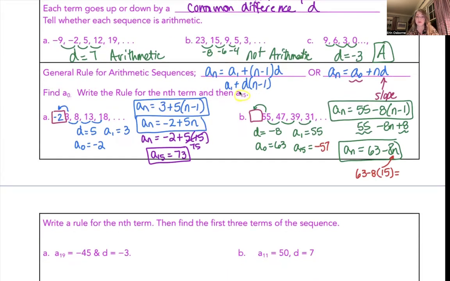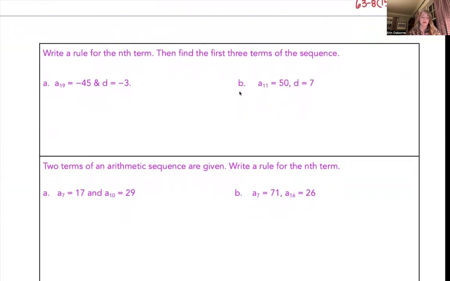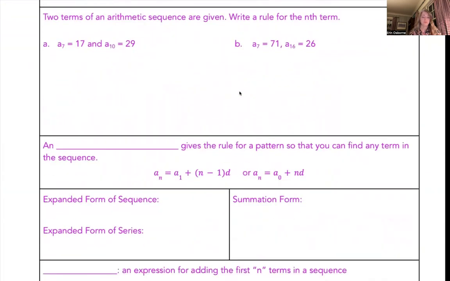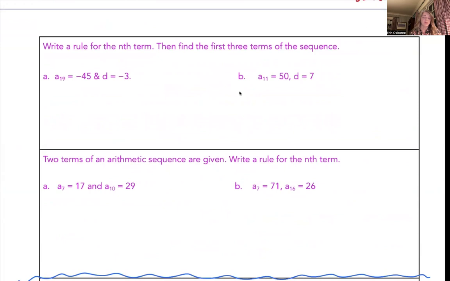Press pause on the video if you need to catch up. And now we're on the back side. After these examples, you'll be able to work on the worksheet 8.2 for a bit. And then there's going to be a part 2 to the video that starts at this section of the notes. So back up to here, we need to write the rule for the nth term.